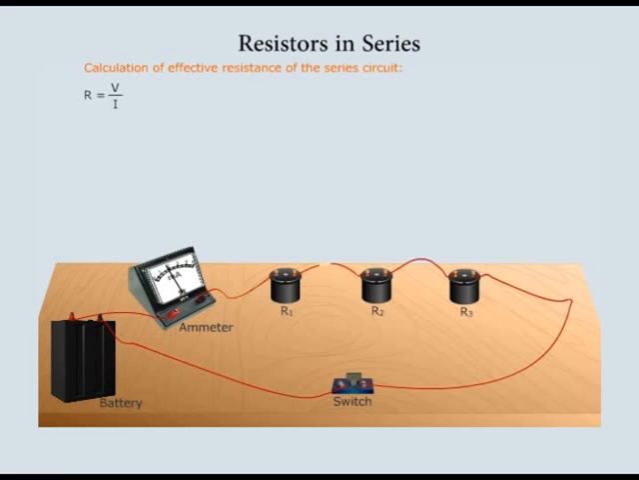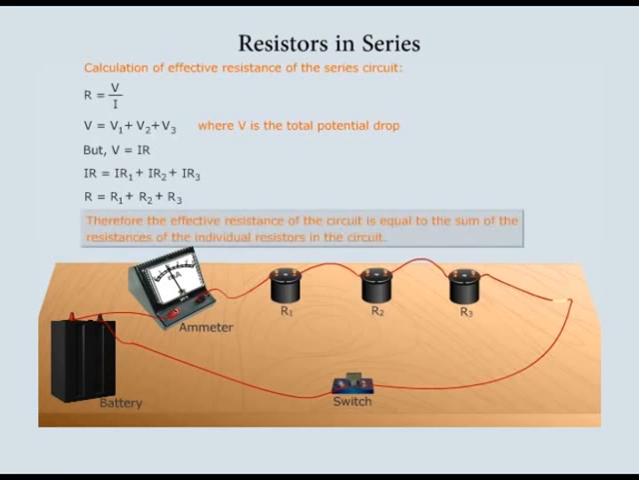The total potential V is equal to V1 plus V2 plus V3, but V is equal to IR. Therefore, IR is equal to IR1 plus IR2 plus IR3. R is equal to R1 plus R2 plus R3. Therefore, the effective resistance of the circuit is equal to the sum of the resistances of the individual resistors in the circuit.